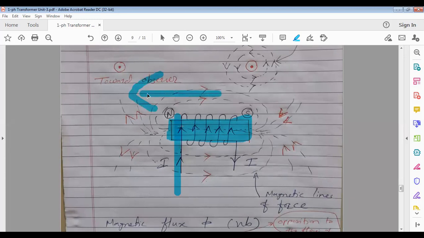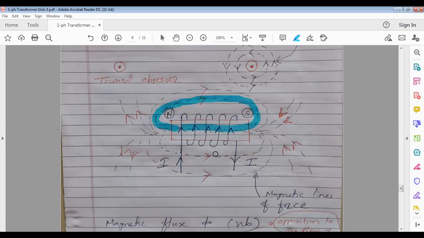What does it mean? Thumb pointing left side means magnetic lines of force or magnetic lines of flux start from this end and move toward the other end. Obviously the left side of this electromagnet will act as a north pole and the right side will act as a south pole. So this will be the magnetic lines of force. Its behavior will be like this, and they complete the path through the magnet, isn't it? Minimum resistance path they always prefer.